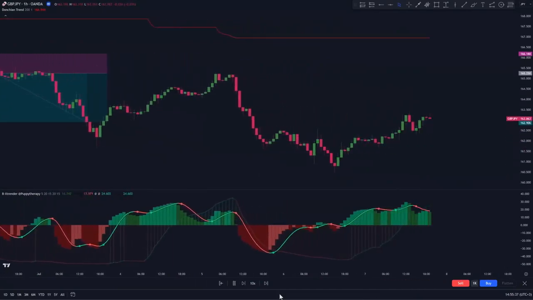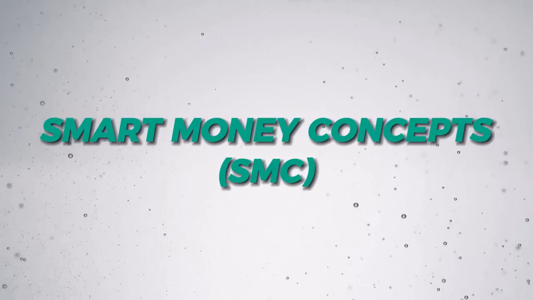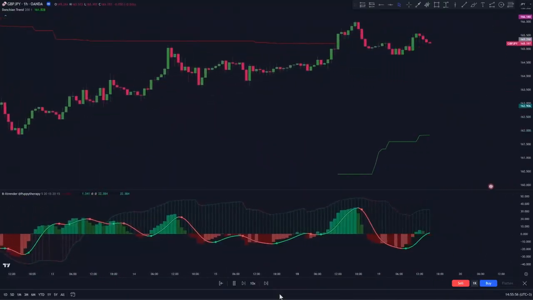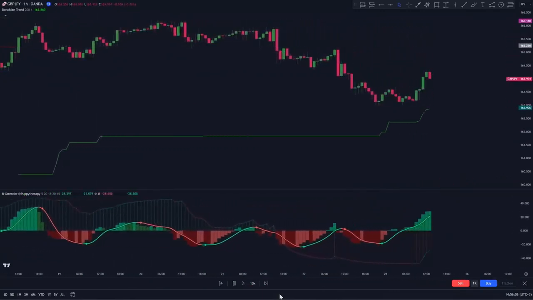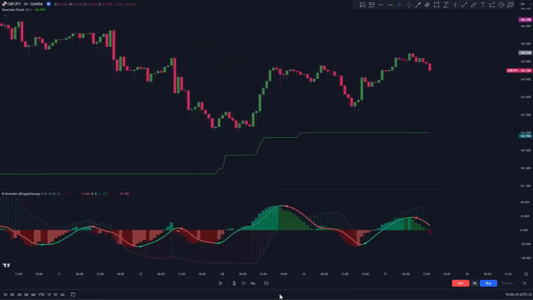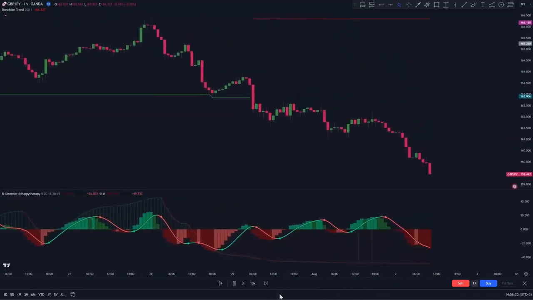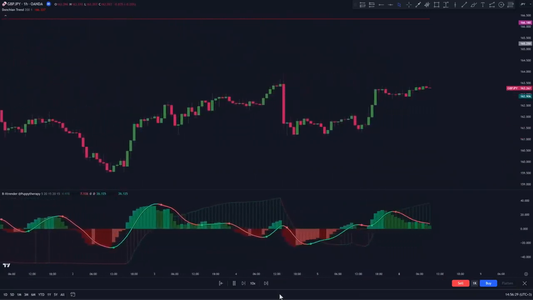This is just one of the many strategies that you can do using the BX trender indicator. You can even use it alongside price action, or support and resistance, or smart money concepts, or ICT. The opportunities are endless. The goal of our YouTube channel, as well as similar channels out there, is to just give you the basic ideas of trading strategies in form of indicator combinations, upon which you can find the inspiration to create your own profitable trading systems.